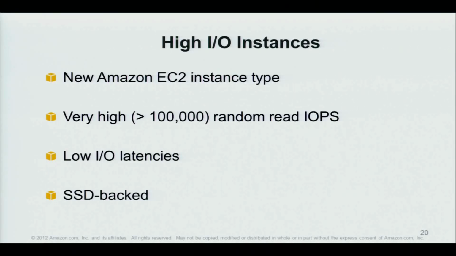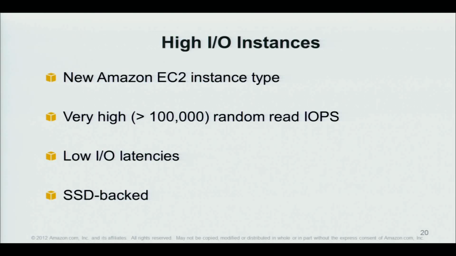So what are High I/O instances? They're a new EC2 instance type. They're actually our 14th instance type for EC2. Our goal when we stepped back and thought of what we wanted to deliver was the ability to have a lot of IOPS. Specifically, we wanted to be able to serve over 100,000 random read IOPS, or around that number. And we also wanted to do it with very low I/O latencies. In order to do that, the best way is using SSDs.